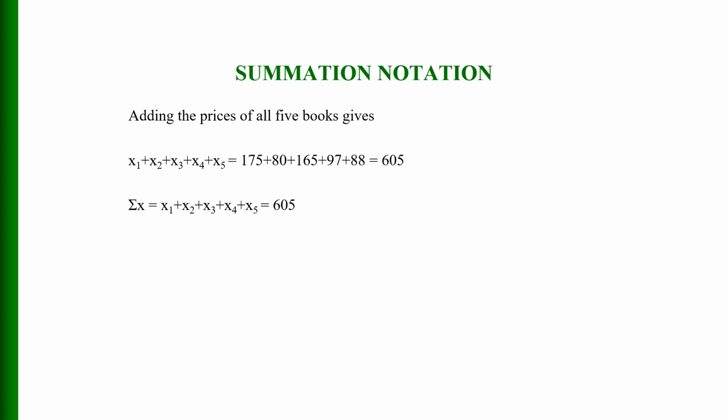So adding these prices of all the 5 books gives X1 plus X2 plus X3 plus X4 plus X5, and that is equal to 175 plus 80 plus 165 plus 97 plus 88, and the sum is equal to 605. So we can write that mathematically as summation xi, where i varies from 1 to 5, and that is equal to 605. So this is the summation notation, and summation notation means we add all prices of the 5 books.